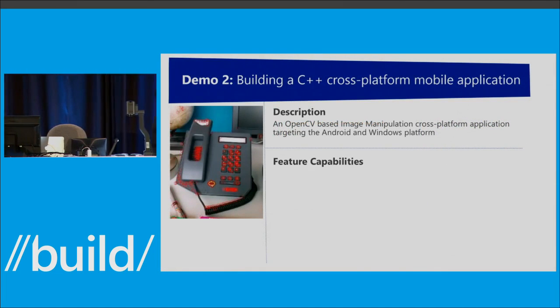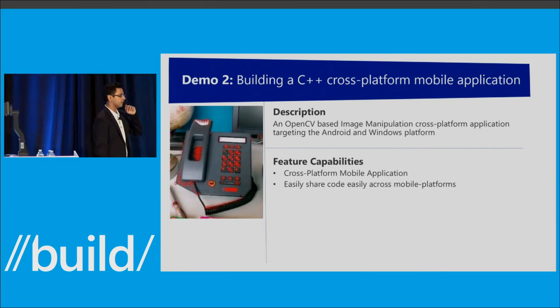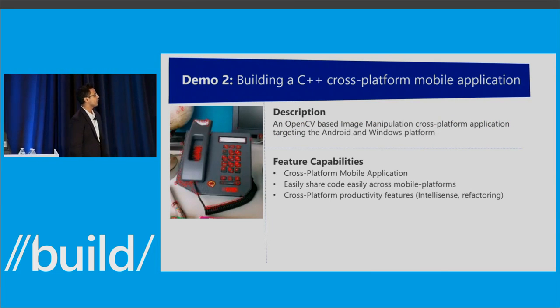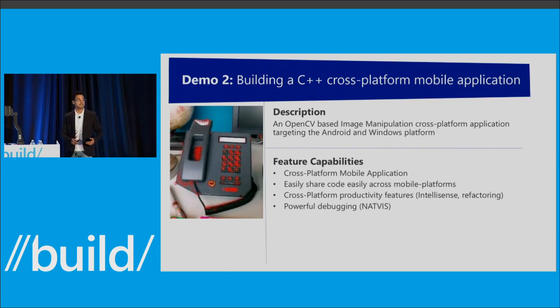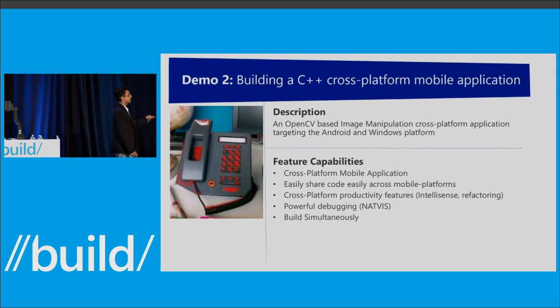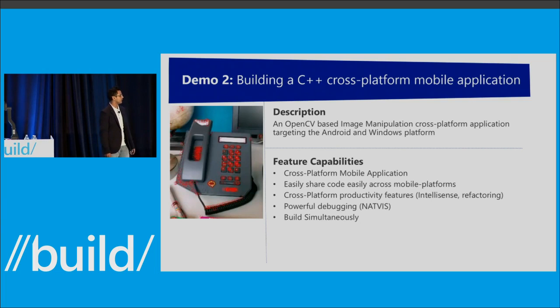So you guys saw in this demo some of the feature capabilities: how to build a cross-platform mobile app, how to easily share code between platforms, and some of the cross-platform productivity features like cross-platform IntelliSense. I didn't talk about Natvis. Natvis is another visual debugging aid that we provide to our users. You guys can take a look at this. It's really useful when you're debugging STL types. If you have a big STL data structure, you'd have to go through it one by one. Natvis visualizes that information for you, so you don't have to do that. And we also showed in this demo how to build simultaneously for multiple platforms.